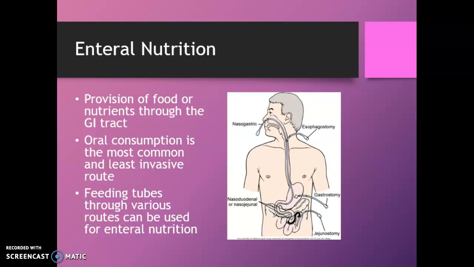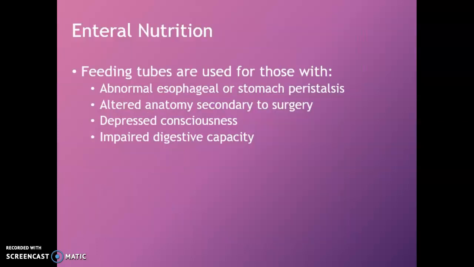When we're talking about enteral nutrition, we use feeding tubes for those patients that have maybe an abnormal esophageal or stomach peristalsis. Perhaps there's an altered anatomy secondary to a surgery or depressed consciousness, also impaired digestive capacity. While this is not a complete list, this just gives you an idea of some of the reasons that we may have a feeding tube placed.